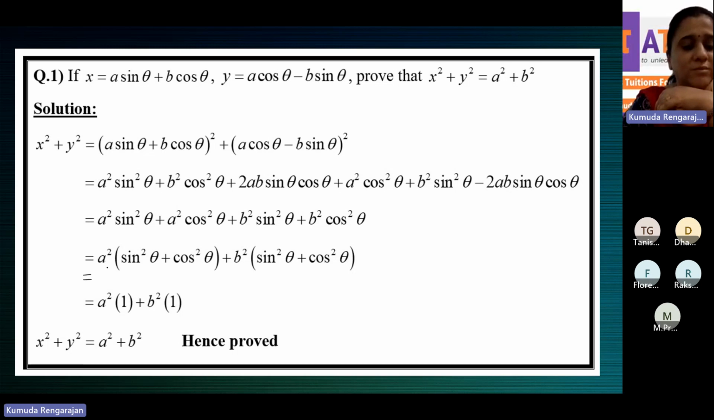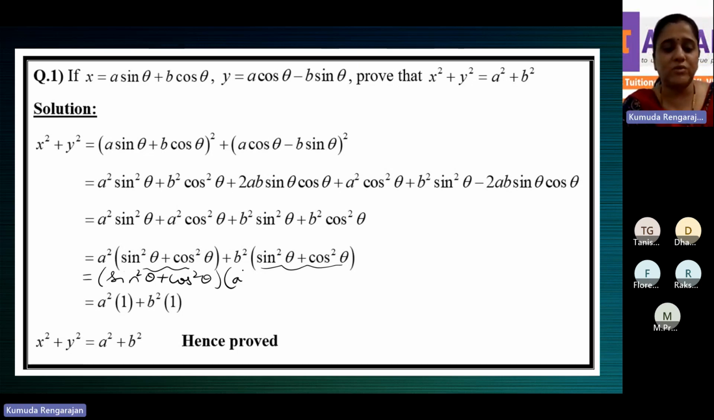You can also write this in one bracket. So you can write sine square theta plus cos square theta in one bracket, and then in the other bracket, what should you write? A square plus b square. Now what is sine square theta plus cos square theta? 1. So 1 into a square plus b square, which is again a square plus b square.